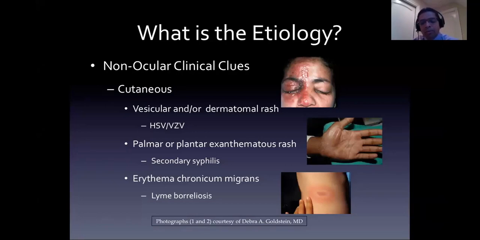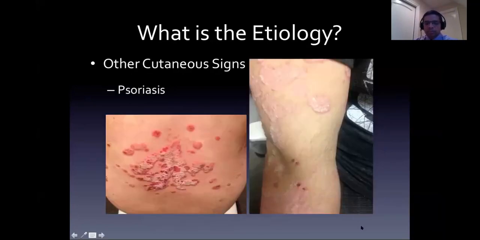And look at the patient's extremities for evidence of an ixodes bite, for example, that might be associated with Lyme borreliosis. Here you can see the classic picture of Lyme borreliosis with the target lesion.